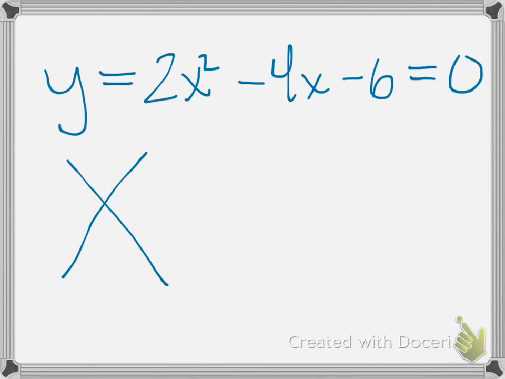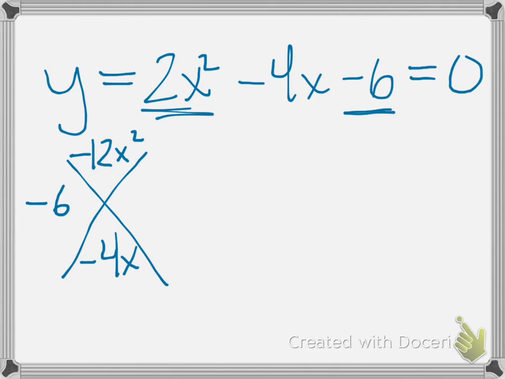So we're going to multiply the 2x squared and the negative 6, and we're going to get negative 12x squared, which we'll put at the top of our diamond problem here. We'll take the negative 4x and put that down here. Now we need to find two numbers that multiply together to give us negative 12x squared, but add together to give us negative 4x. Through a little bit of experimentation perhaps, you might come across negative 6x and 2x. When I multiply negative 6x and 2x, we get negative 12x squared, and when I add them together, we end up with negative 4x.